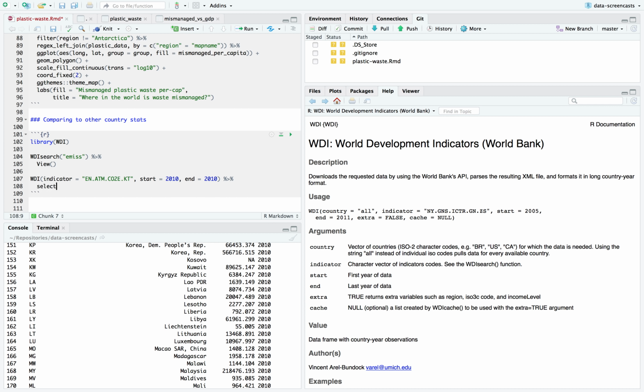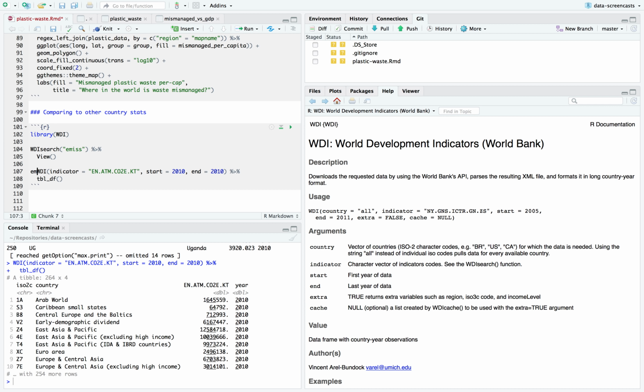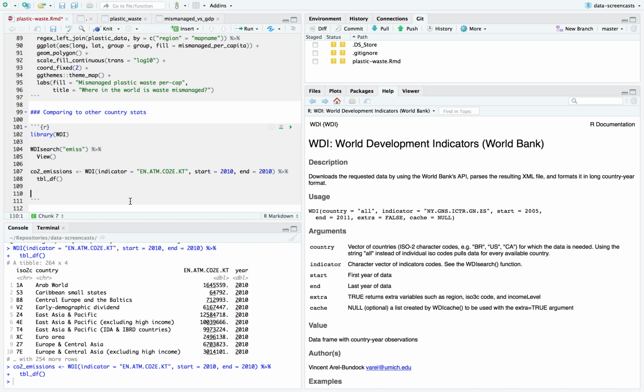And let's just select, excuse me. Let's just table diff that. So what we're going to grab here is CO2 emissions. We might pull a couple others. And I'm going to select just ISO2C equals, so ISO2C and CO2 emissions equals this one.